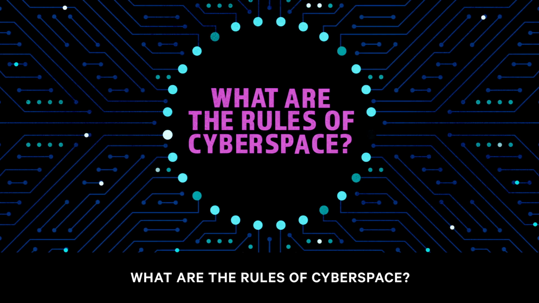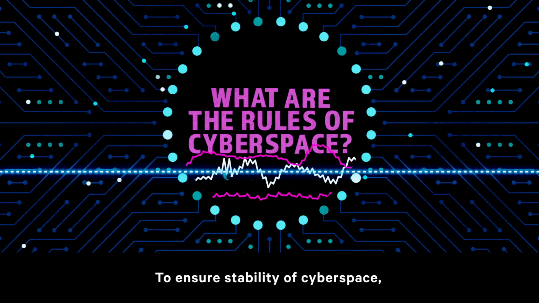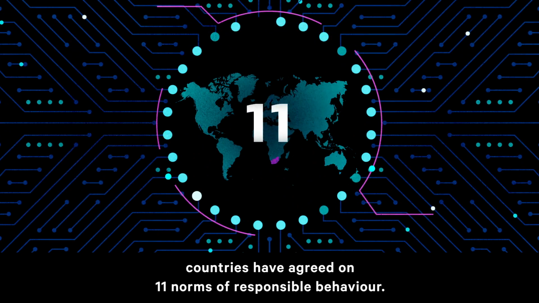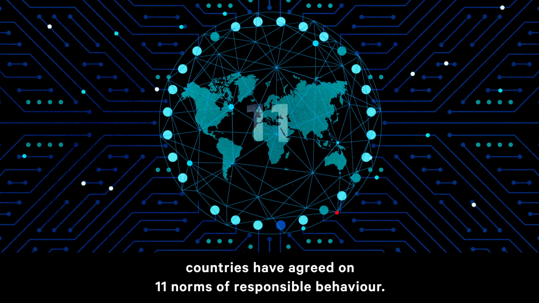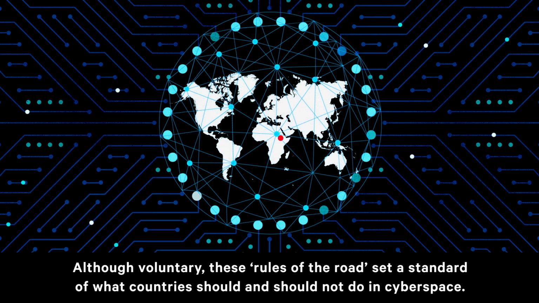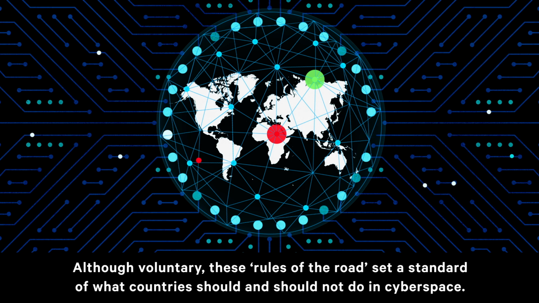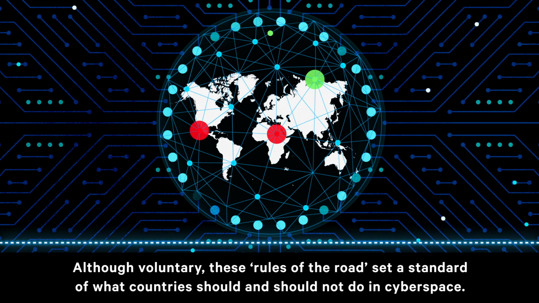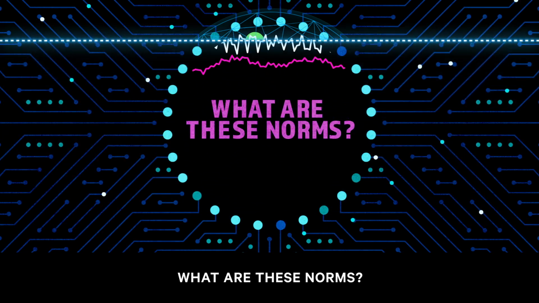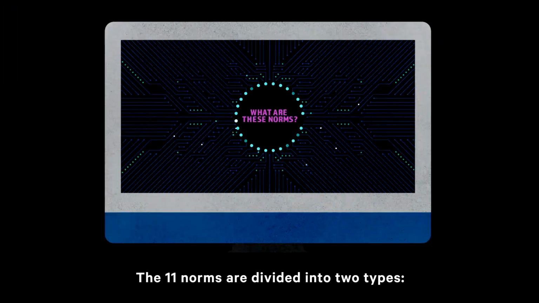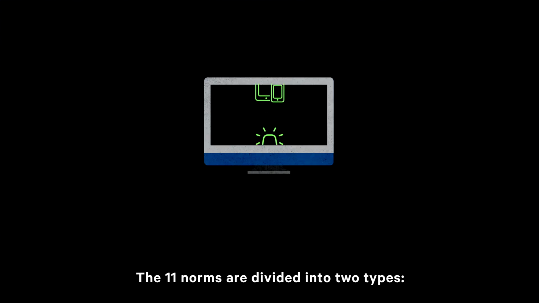What are the rules of cyberspace? To ensure stability of cyberspace, countries have agreed on 11 norms of responsible behaviour. Although voluntary, these rules of the road set a standard of what countries should and should not do in cyberspace. What are these norms? The 11 norms are divided into two types.